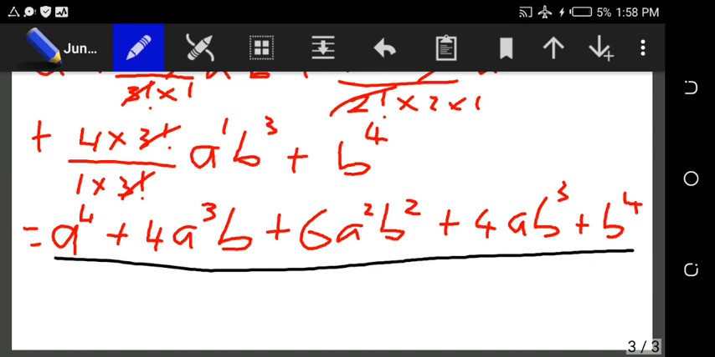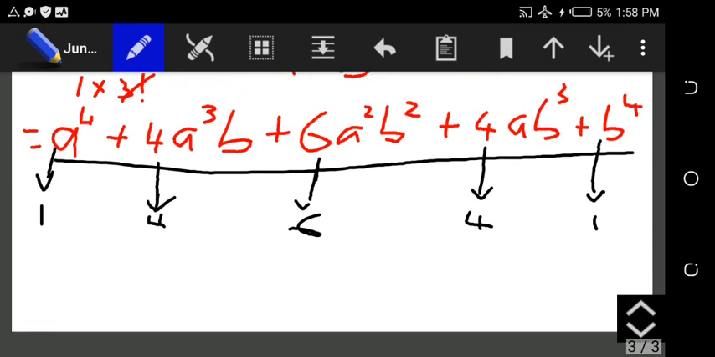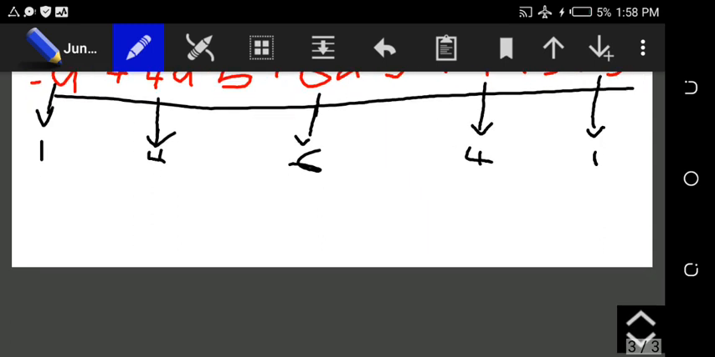All right, note the equation that we have. Mind you, the coefficients for the expansion of a raised to power 4 here are: for here we have 1, for here we have 4, please note that, for here we have 6, for here we also have 4, and for here we also have 1. All right, so let's try to draw a Pascal's triangle for the power of 4.